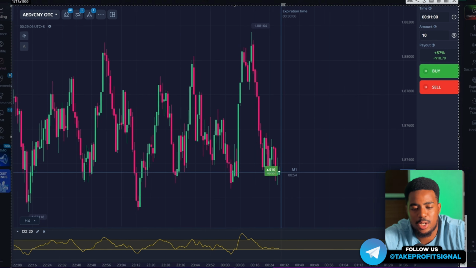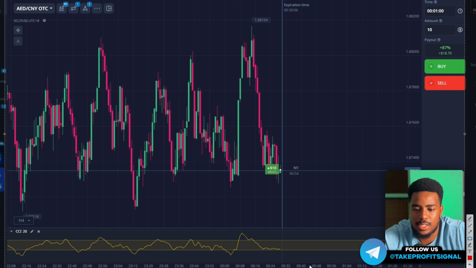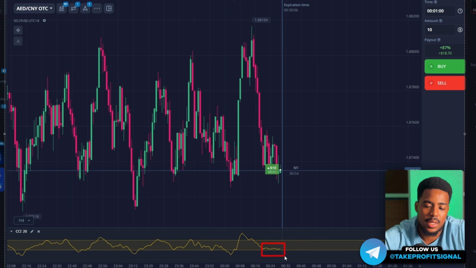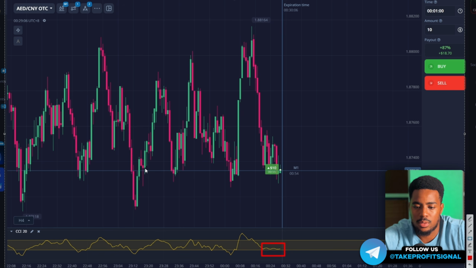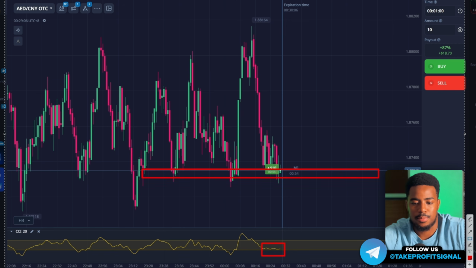I think everything is clear here. The price is near the lower boundary on the indicator. In addition, the price was within the bounds of the support level. And at the same time, we had a candlestick pattern formed, an indecisive candle.